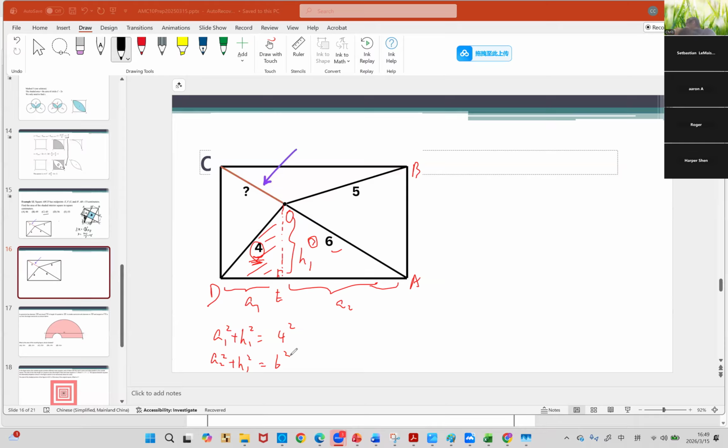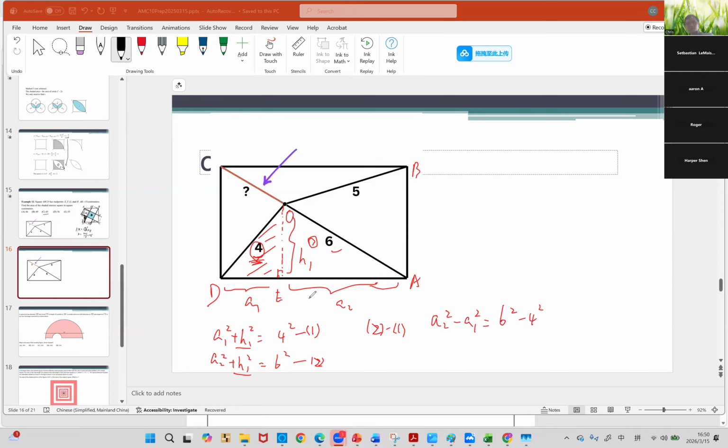So in mathematics, we try to eliminate the unknowns as much as possible. Now, we found that they both have H1 squared. If we do subtraction, that'll be natural, right? So basically, you use the second and subtract the first from it. So what do we get? 2 minus 1. So we get A2 squared minus A1 squared equals 6 squared minus 4 squared, right?